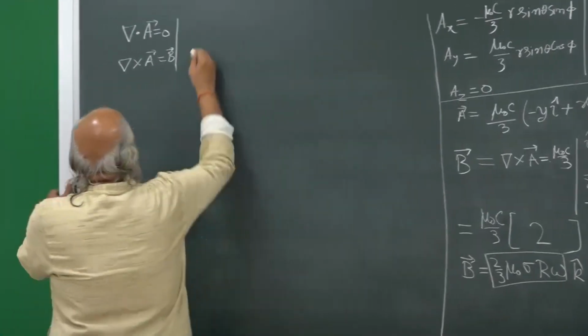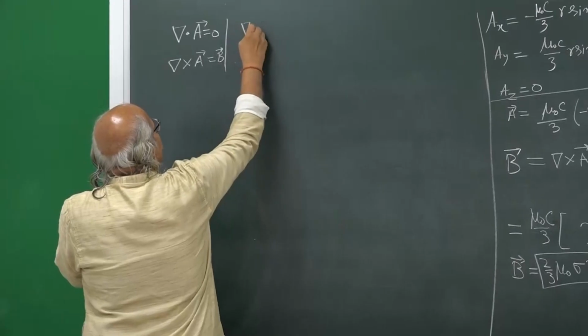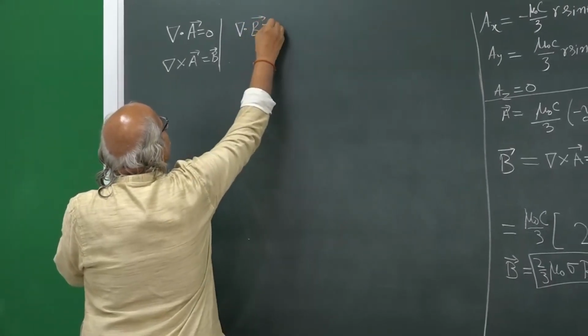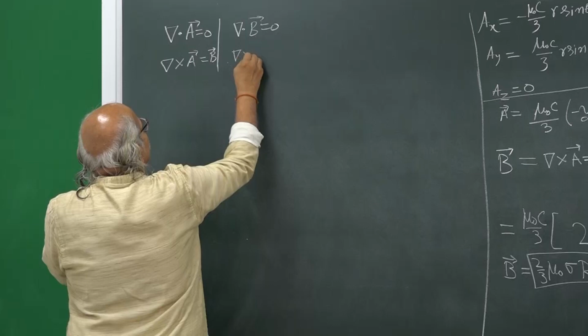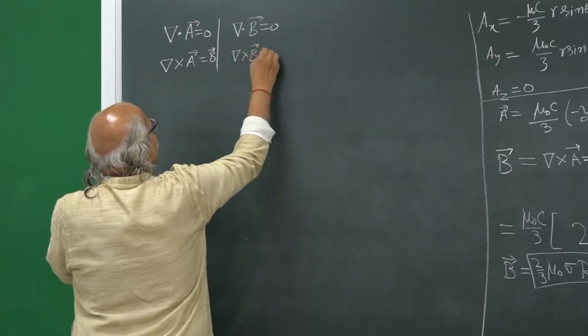And for magnetic field, the equations are divergence of B is 0 and curl of B is mu naught J.